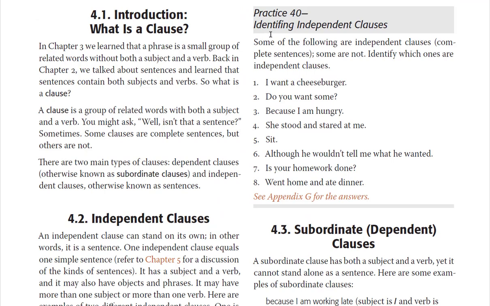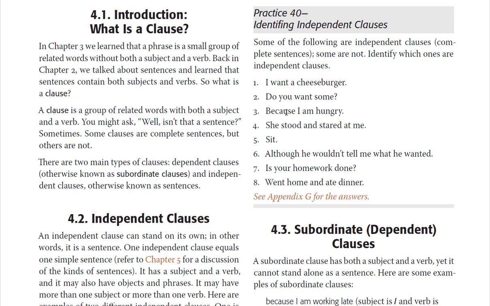So here are some examples of independent clauses. Complete sentences. I want a cheeseburger. So this is a declarative sentence. It is an independent clause. Do you want some? That is an interrogative sentence. And then here, because I am hungry. That is not a complete sentence. That is a dependent clause because you have a subordinating conjunction, because.